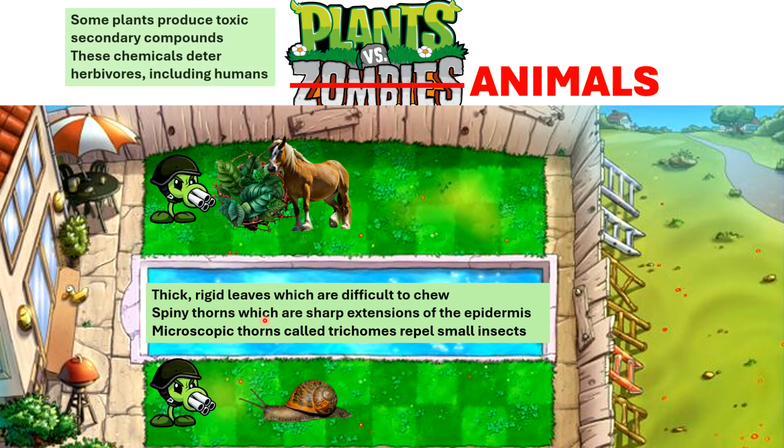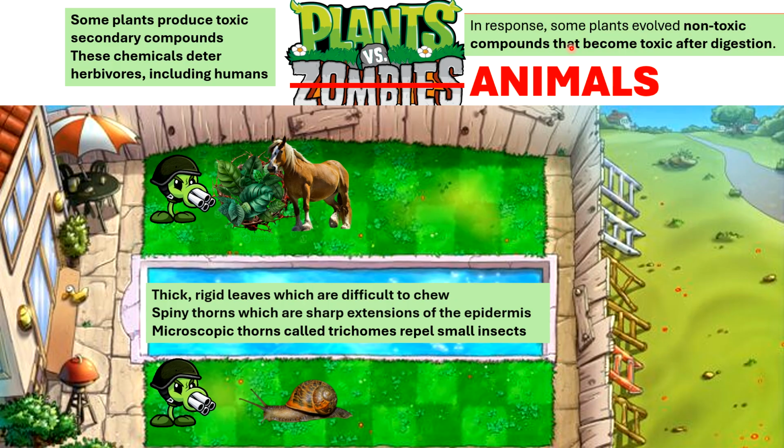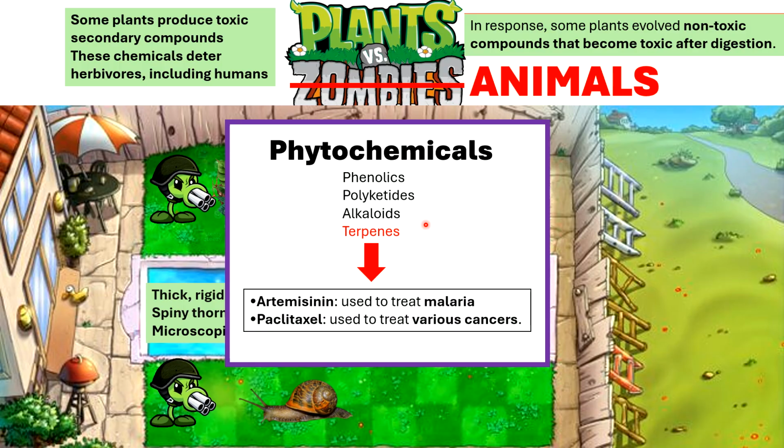Now, some plants also produce toxic or secondary compounds which are going to deter the herbivores, even humans, so these are known as the toxic plants. And some animals have evolved enzymes to break down these toxins or even use them to their advantage. Now, in response, some plants evolved non-toxic compounds that actually become toxic after digestion. Okay, that's a sneaky trick. And we have phytochemicals as well, which are some of the toxics from plants.